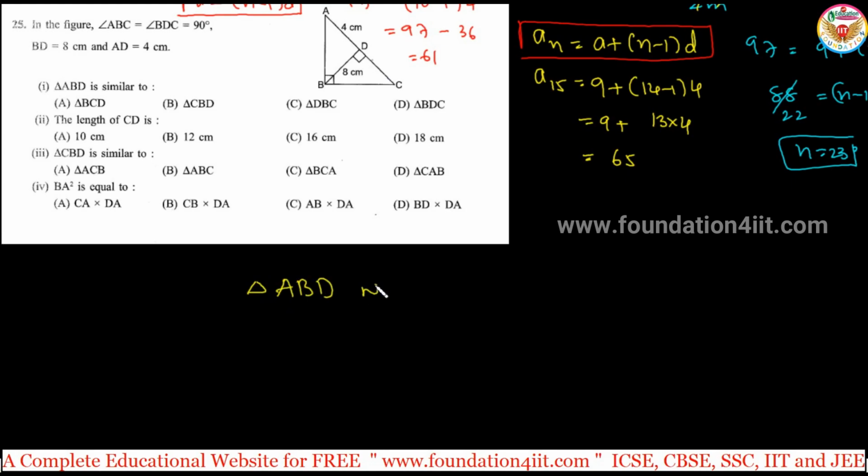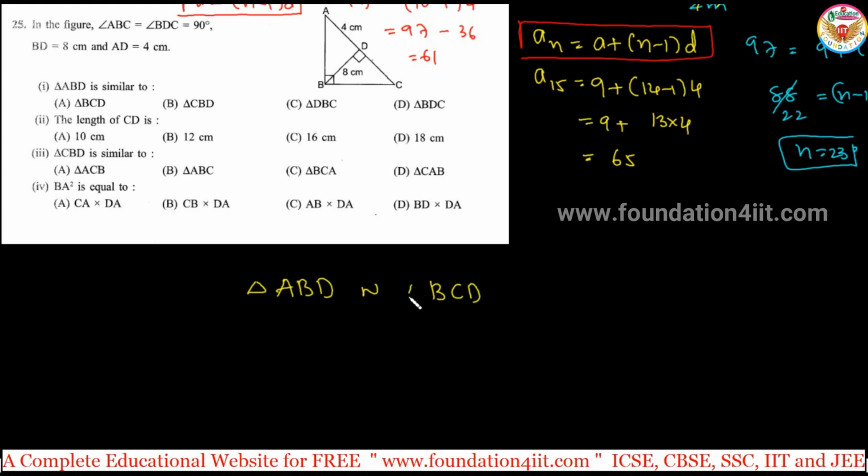So observe here, triangle ABD is similar to triangle BCD. AB is the hypotenuse, so in this BDC triangle, BC is the hypotenuse. In ABD, angle D is 90 degrees, and in BCD, D must be 90 degrees. So triangle ABD is similar to triangle BCD. See the position and mark it. Triangles are similar, and we need the length of CD.